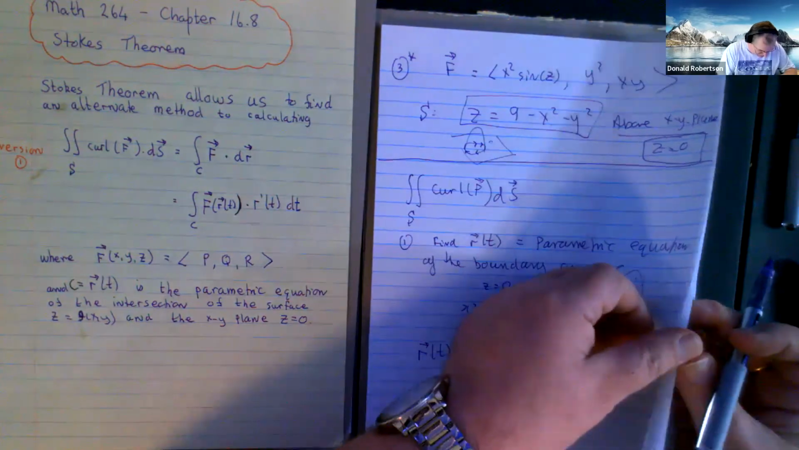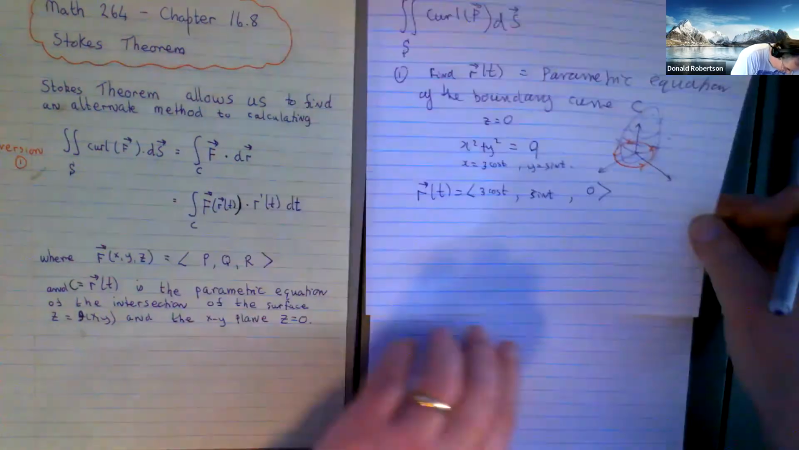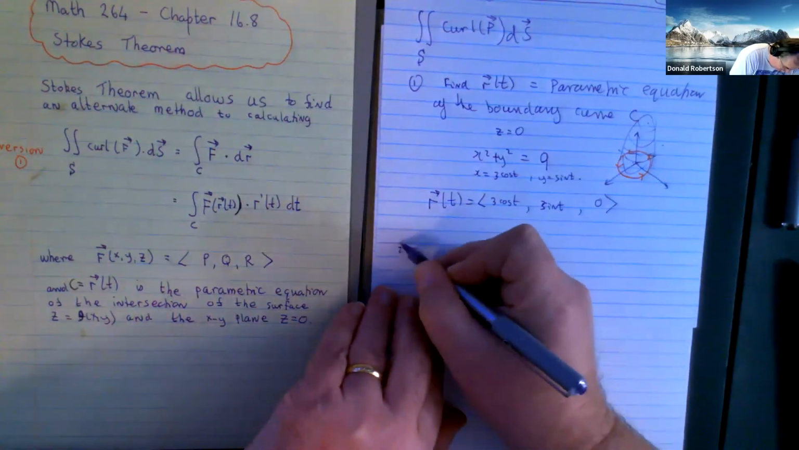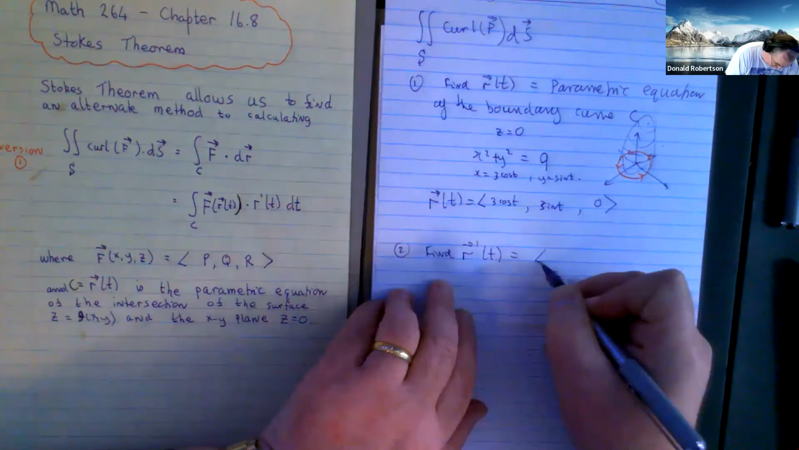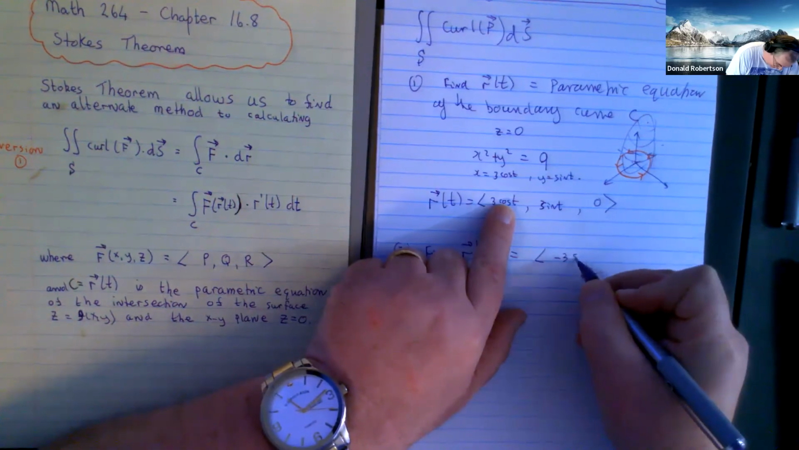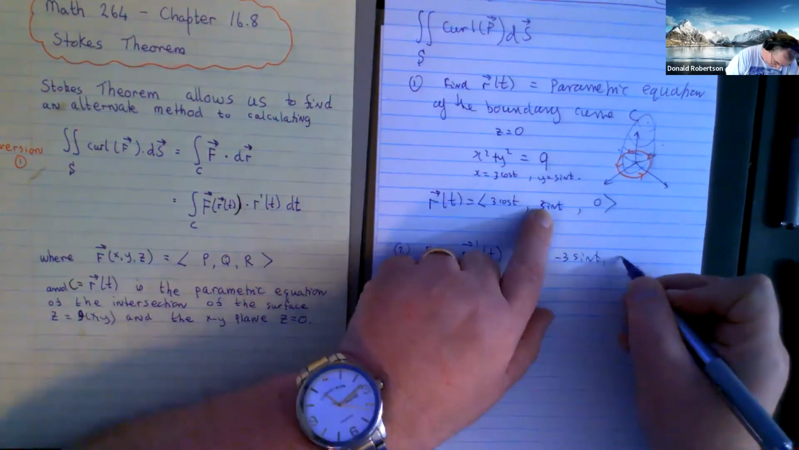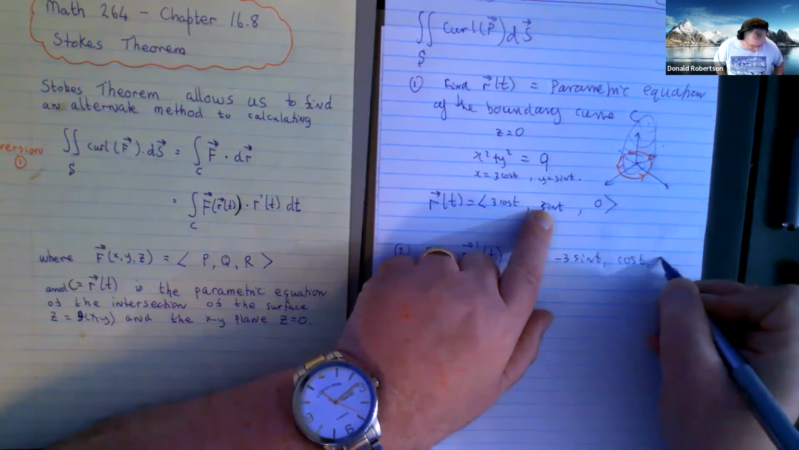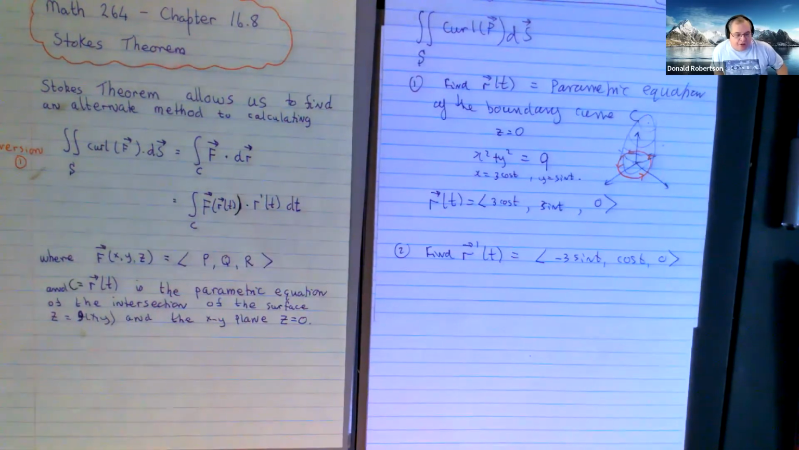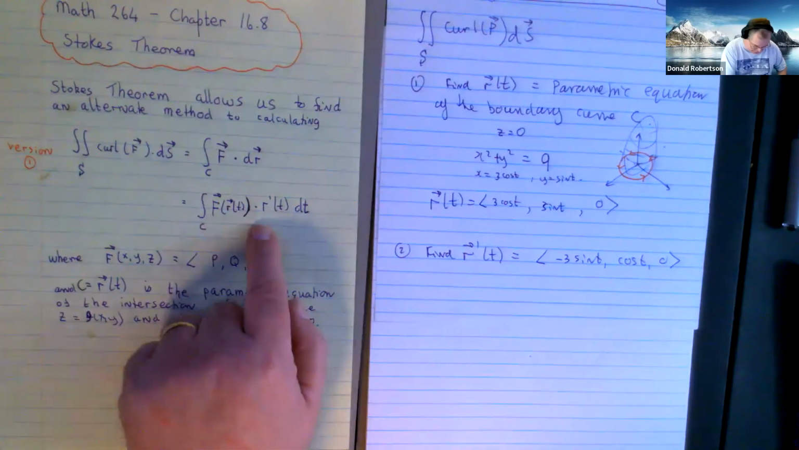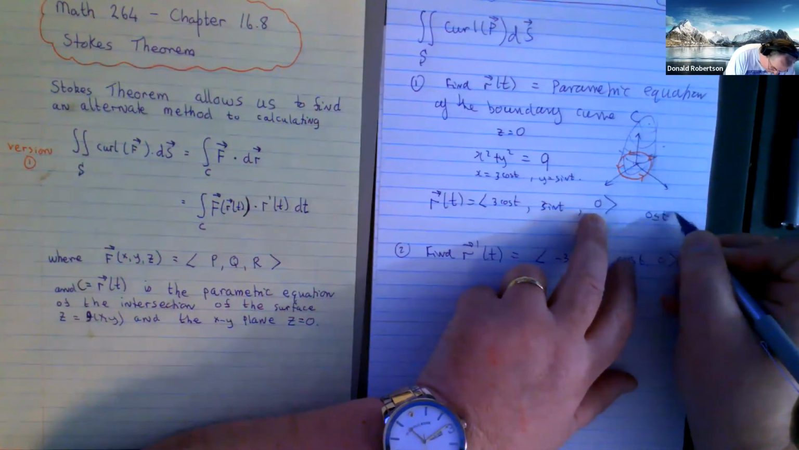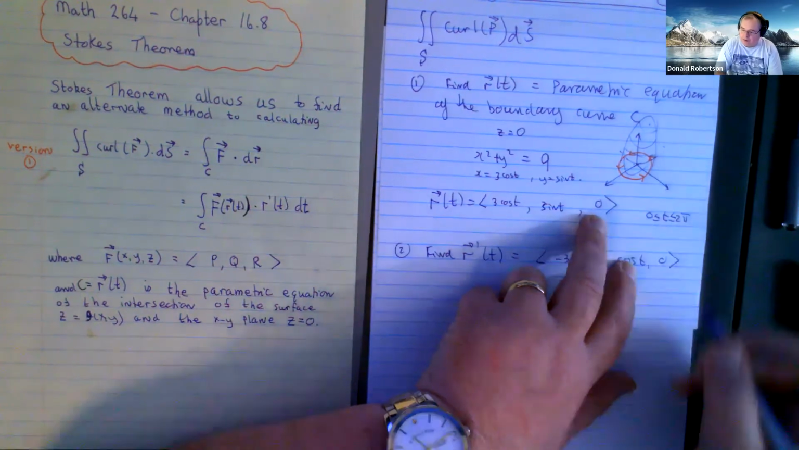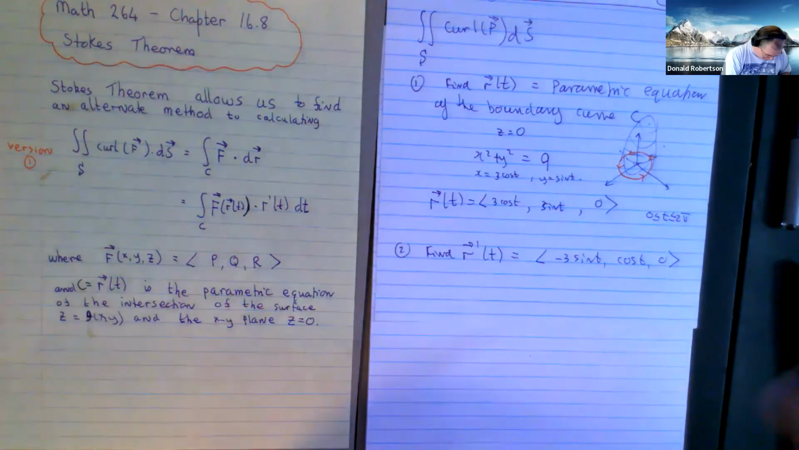Next thing we're going to do is we're going to find the derivative of this guy, which is -3 sine T, cosine T, 0. And now we're going to use this formula here. So, by the way, if it's going to be a circle, isn't T going to go from 0 to 2 pi? Right, I want once around the circle.